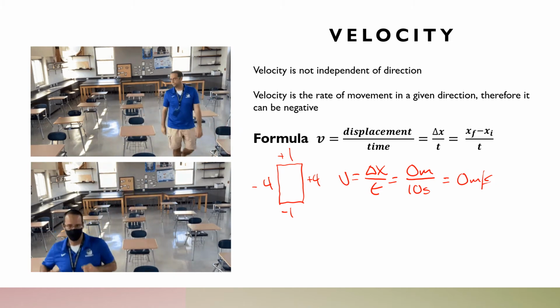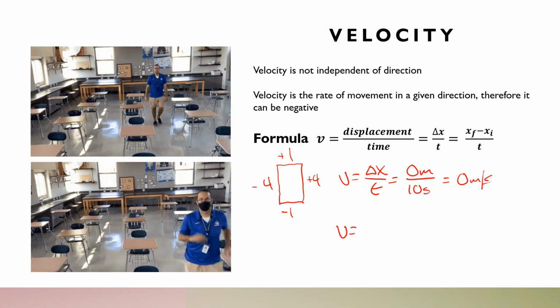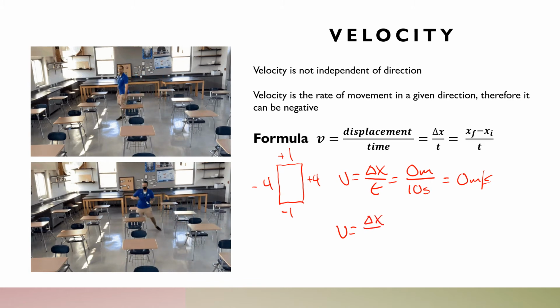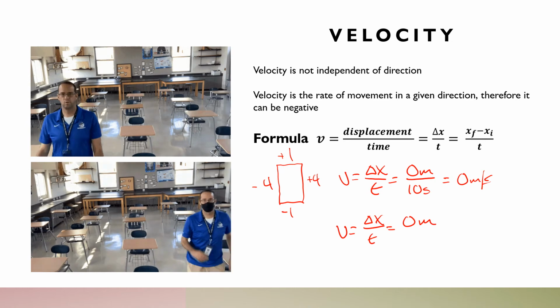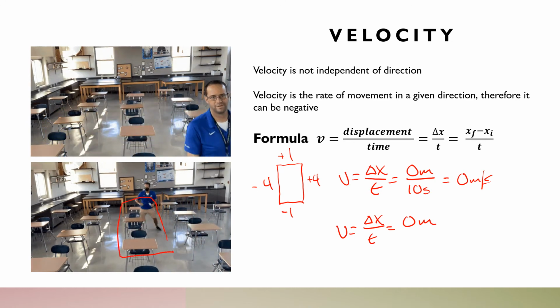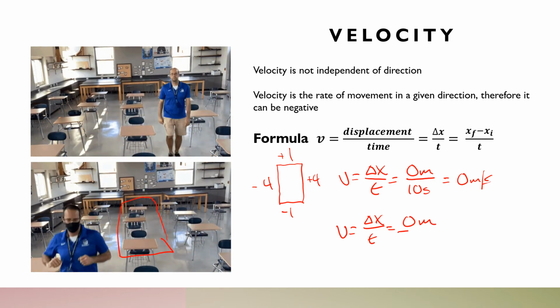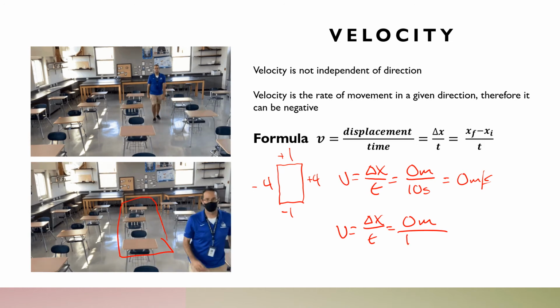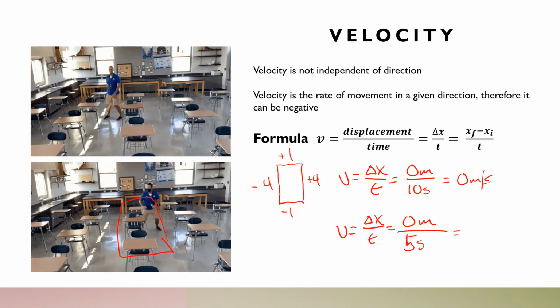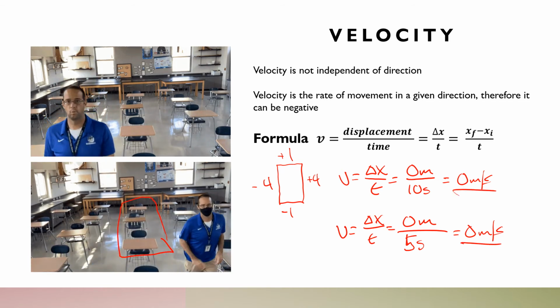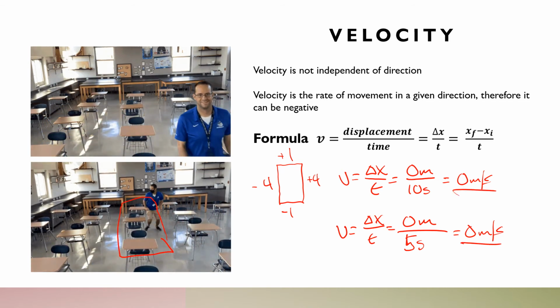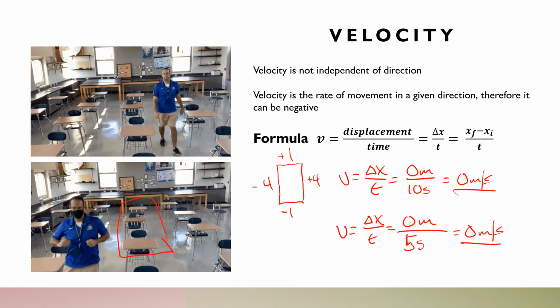For the second video, our delta x, well, it's still 0, right? It doesn't matter that I'm running, I still started and finished in the same spot. So we have 0 meters. Now it's only taking me 5 seconds. Well, guess what? My average velocity is still 0 meters per second. Now you're thinking, how is that possible? Well, here's how it's possible.